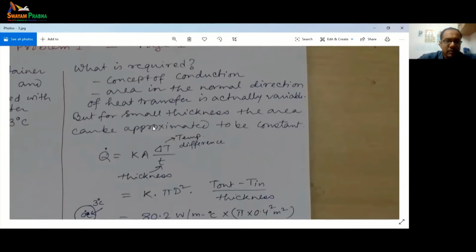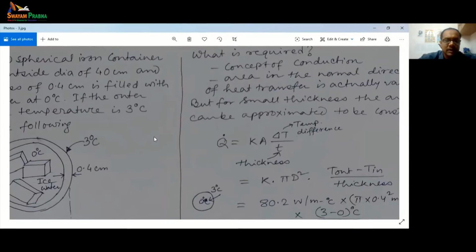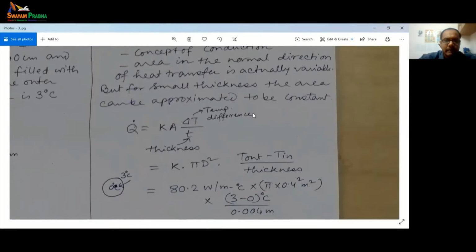So what we are doing, we are going to consider the area to be constant or not variable. The area in the normal direction of heat transfer is actually variable, but for small thickness, and here the thickness is small. You can see the outside dia is 40 centimeter and the thickness is 0.4 centimeter. So it's very small compared to the dia. That is why we can assume the area to be constant.